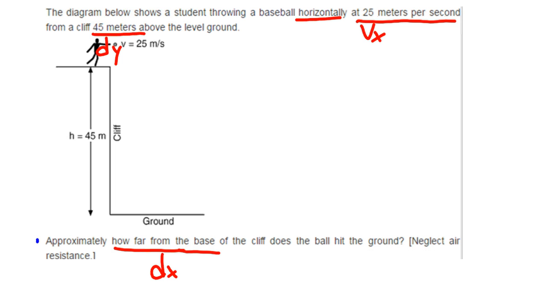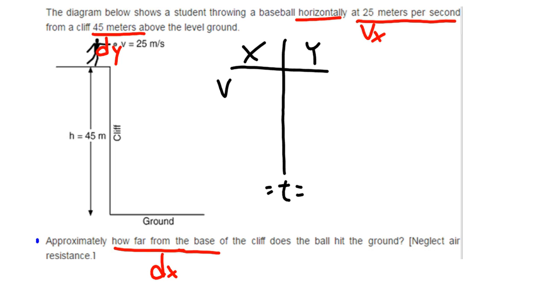So for all projectile motion problems, I make a table. I make my x and y table, and I just start filling out anything that I know. Well, I know my velocity in the x direction is 25 meters per second. I know that my distance in the x direction is what I'm trying to solve for.